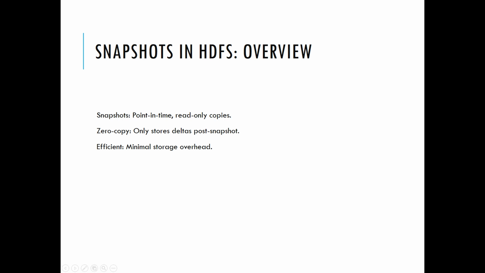HDFS snapshots provide point-in-time, read-only copies of directories or entire file systems, enabling data recovery and versioning without duplicating blocks. They operate on a zero-copy principle. When a snapshot is created, it captures only the state of the directory at that moment. Subsequent modifications to files or directories trigger a copy-on-write (COW) mechanism, where changed blocks are duplicated while unchanged blocks remain shared. This design minimizes storage overhead, as snapshots store only incremental deltas (changes) rather than full copies. Consequently, snapshots are highly space-efficient and ideal for preserving historical data states.